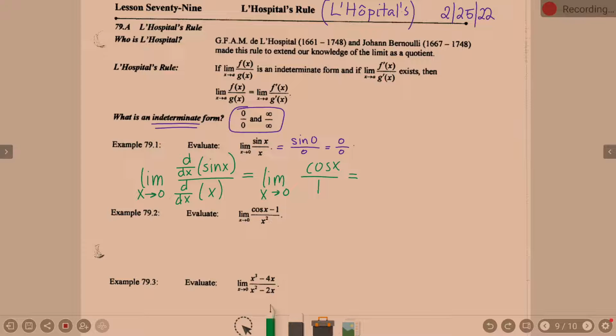So when I plug in 0, I'm going to be doing cosine of 0 over 1. What is the cosine of 0? 1. And I think about my cosine graph, which starts up at 0, 1, doesn't it? So this is 1 over 1. And what is 1 over 1? 1.